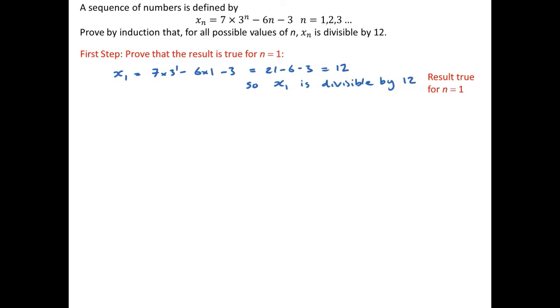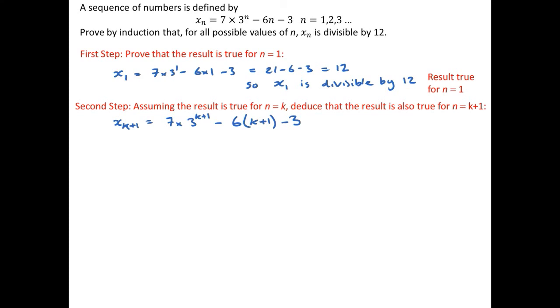For the second step, we're going to assume that the result is true for n equals k, and deduce that the result must also be true for n equals k plus 1. So we've got to consider what we can do with xk plus 1. Now we know that xk plus 1 is defined to be 7 times 3 to the k plus 1, take away 6 lots of k plus 1, take away 3.